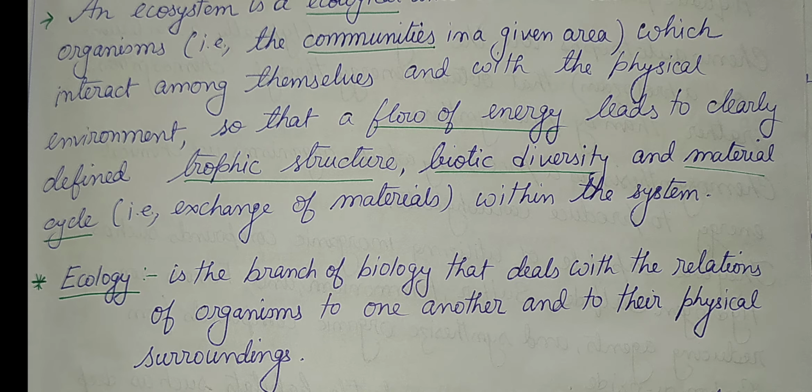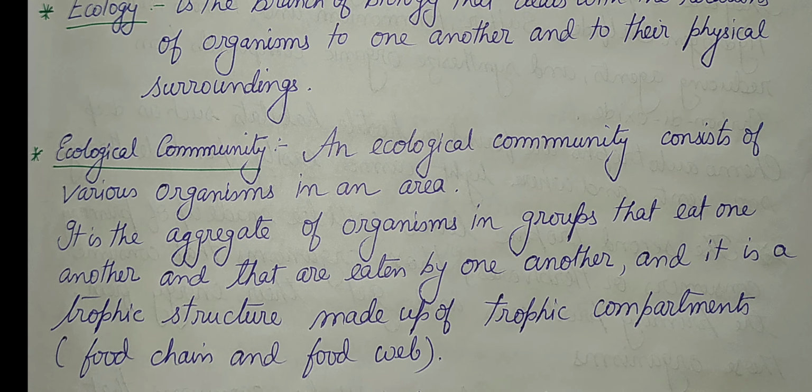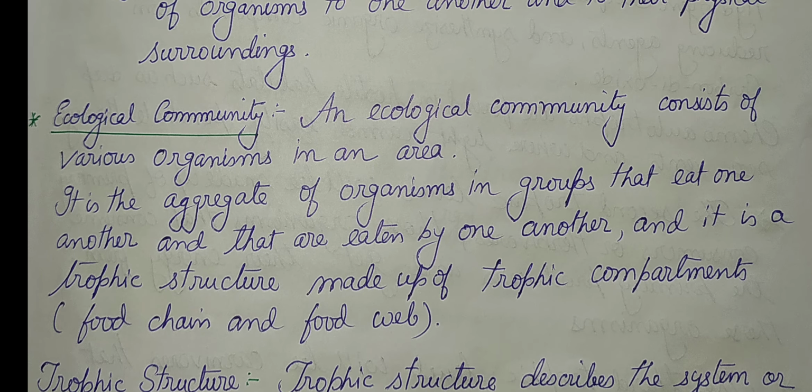What does community mean? I have written here. An ecological community means various organisms in that area. It is just a clump, or you can say aggregate, of organisms in groups that eat one another. That is just like a prey and predation relationship, and that are eaten by one another, and it is a trophic structure made up of trophic compartments like your food chain and your food web.